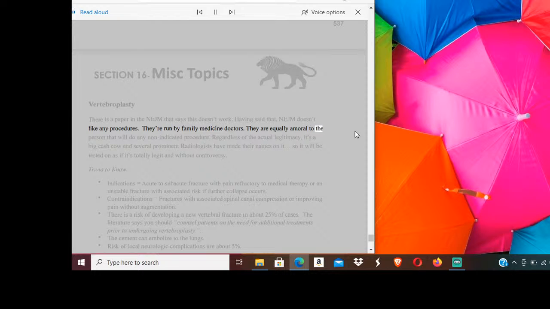They are equally amoral to the person that will do any non-indicated procedure. Regardless of the actual legitimacy, it's a big cash cow, and several prominent radiologists have made their names on it. So it will be tested on as if it's totally legit, and without controversy. Trivia to know.